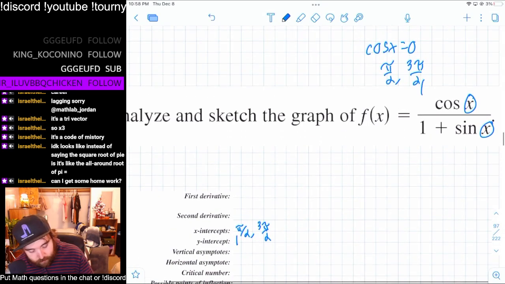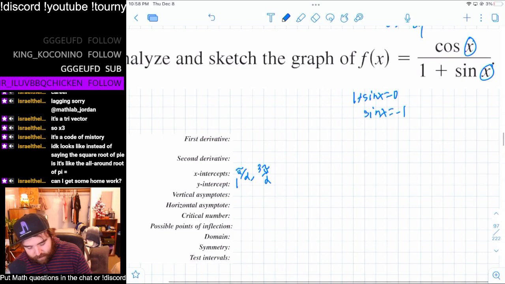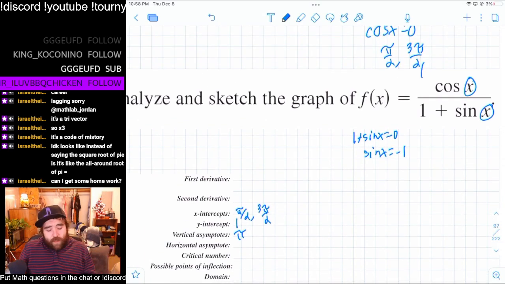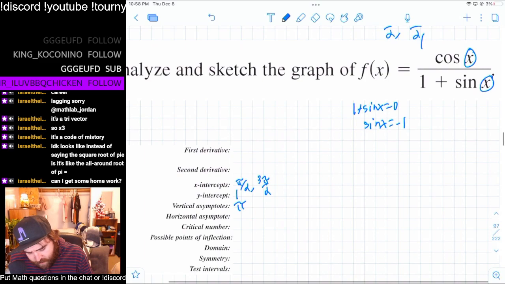Vertical asymptotes. When does 1 plus sine of x equal 0? When does sine of x equal negative 1? So that's just once, luckily. That's just at pi. Horizontal asymptotes. If you plug in infinity for x, you get a number divided by 1 plus a number. So that's undefined. There is no horizontal asymptote.